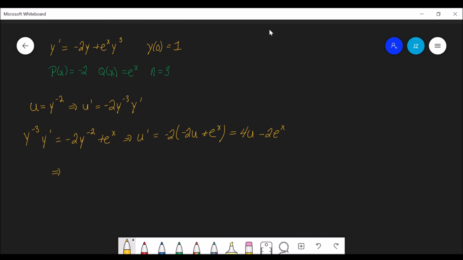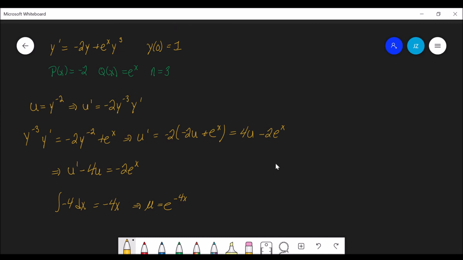So this becomes u prime minus 4u is equal to negative 2e to the x. Now we can see that this is linear in u, so we use the techniques for solving linear equations, which means we need to find an integrating factor. Now, the integral of negative 4 dx is negative 4x. And so our integrating factor mu is e to the negative 4x.